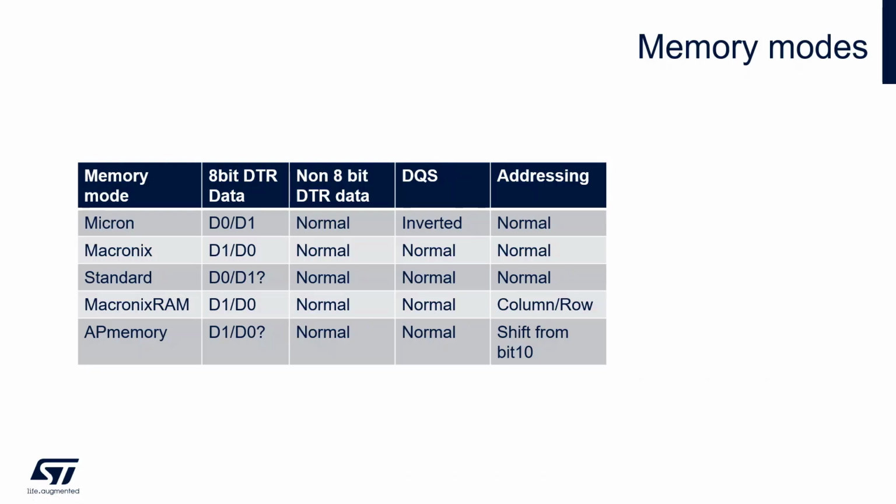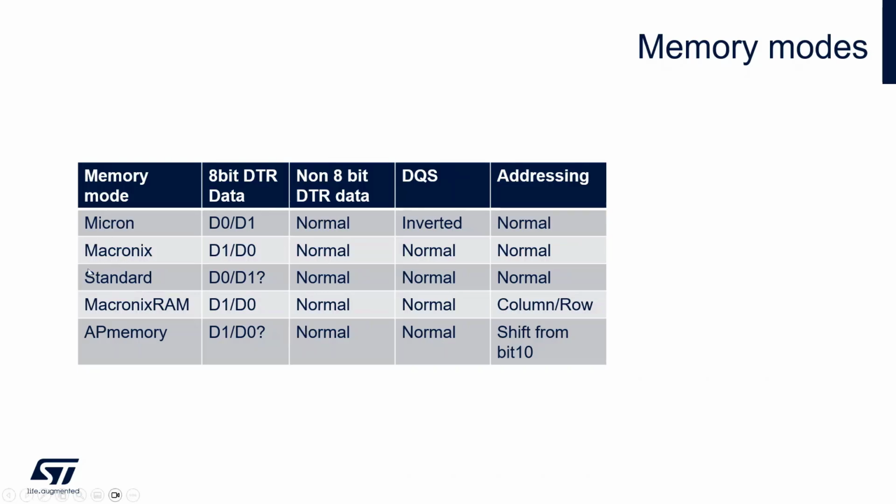In the DTR mode, unfortunately every vendor created a slightly own approach to how to address the memories and how to handle some signals. You can see that, for example, Micron in DTR addressing sends data first data 1 and then data 0, and the DQS signal is inverted. On the other side, Macronix sends the data in the opposite way, first data 0 and then data 1, and DQS is not inverted. So I recommend checking inside the reference manual to see which configuration is there.